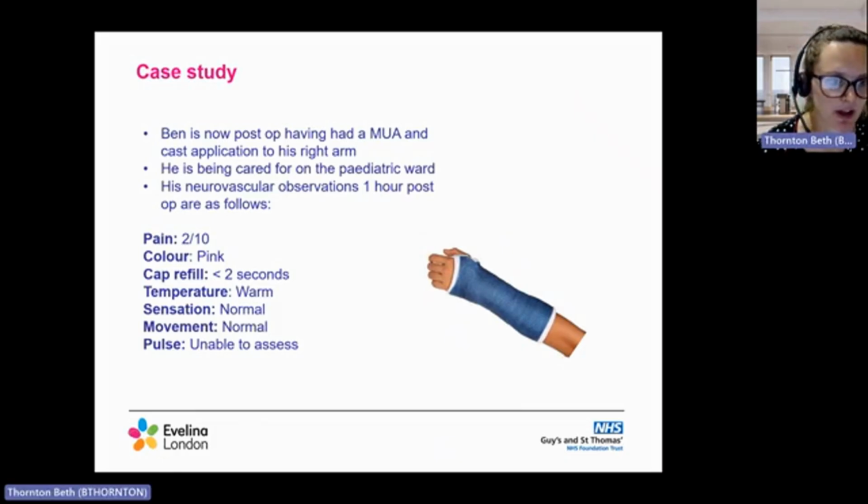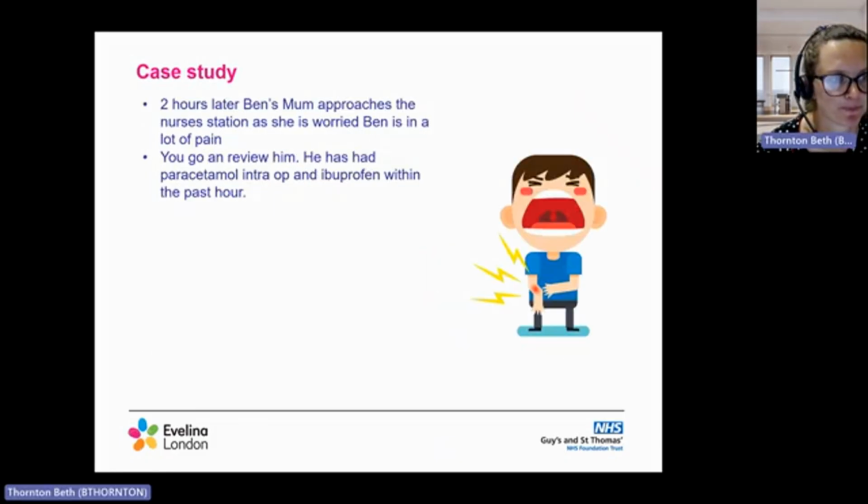So based on this, hopefully everyone is nice and reassured that we've got very low chance of compartment syndrome. We don't have any of the key clinical findings. He's pretty comfortable with a pain of 2 out of 10, so that's quite reassuring.